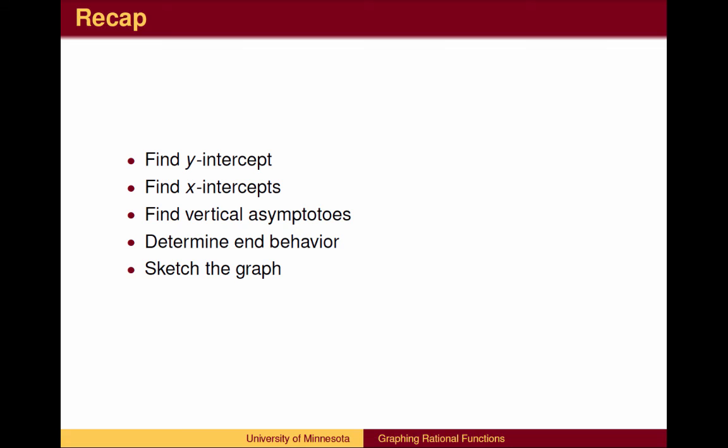To recap, to graph a rational function, find the y-intercept, then find the x-intercepts and vertical asymptotes, which divide the number line into intervals. Analyze the factors to find out on which intervals the function is positive and negative. Perform long division if necessary to analyze the end behavior, then sketch the graph using this information.